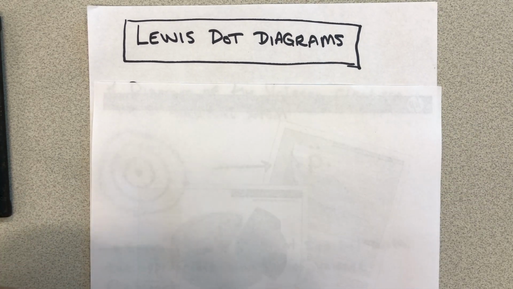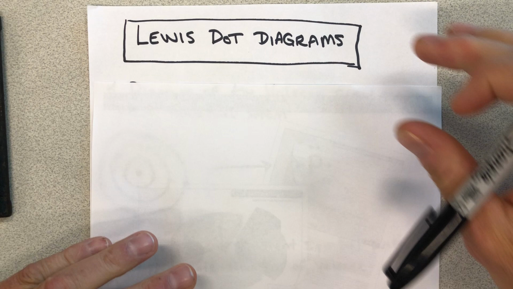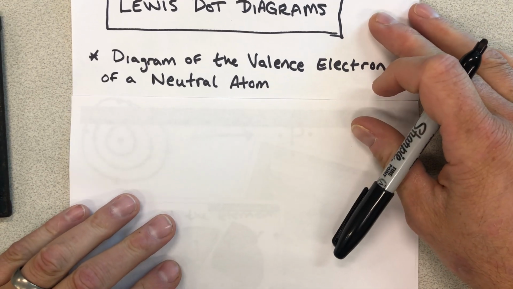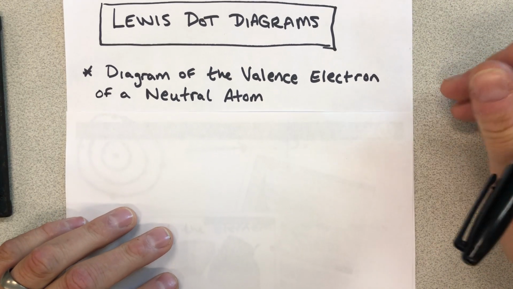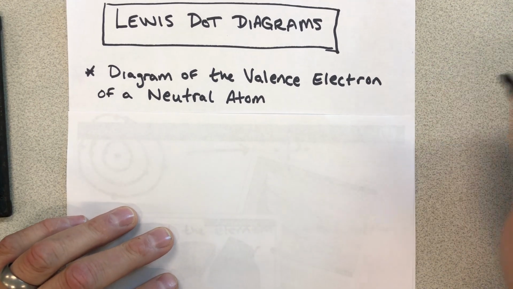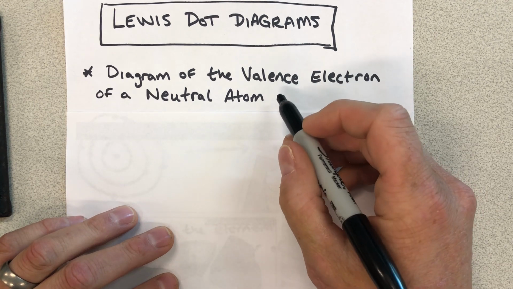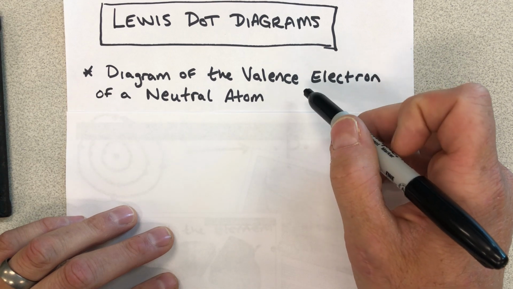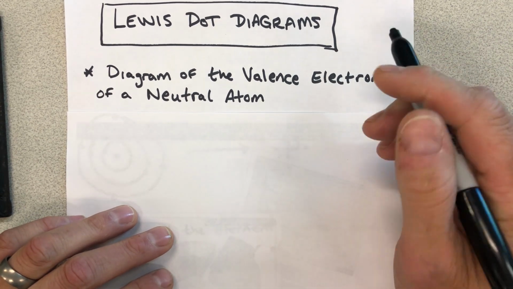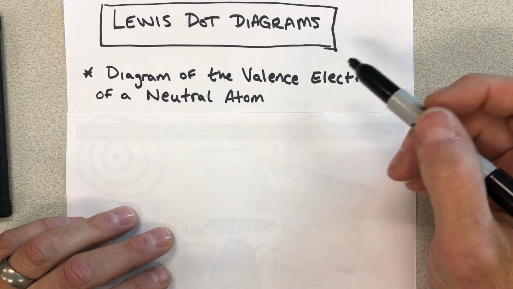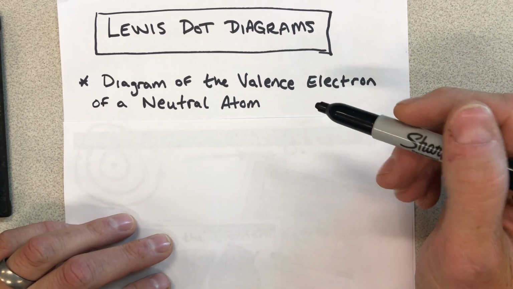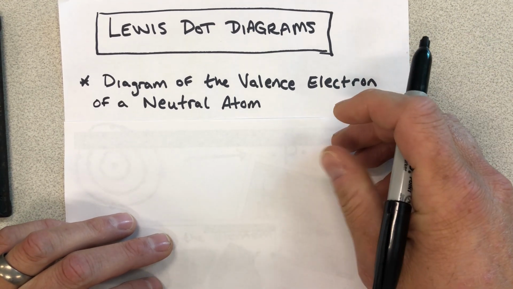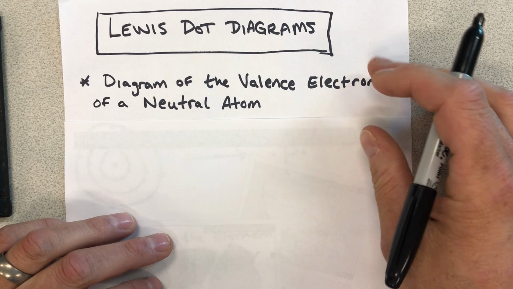All right, guys, let's talk about Lewis dot diagrams. Lewis dot diagrams are really important. You'll see why. What it is, it's just a diagram of the valence electrons in a neutral atom. As you know, valence electrons are found in the valence energy level of an atom, and they are the outermost electrons of a neutral atom. Those electrons are particularly important because the behavior of those valence electrons dictates the chemical properties of each element.